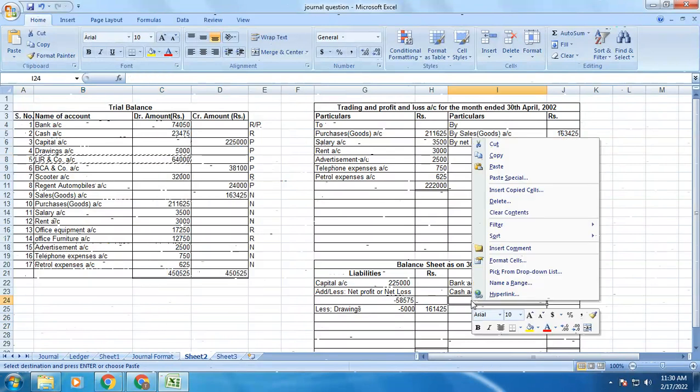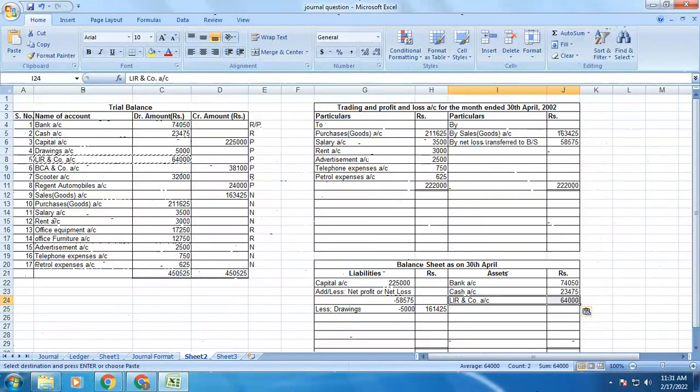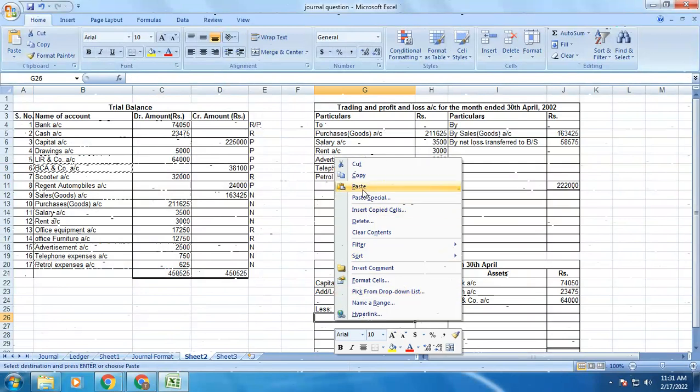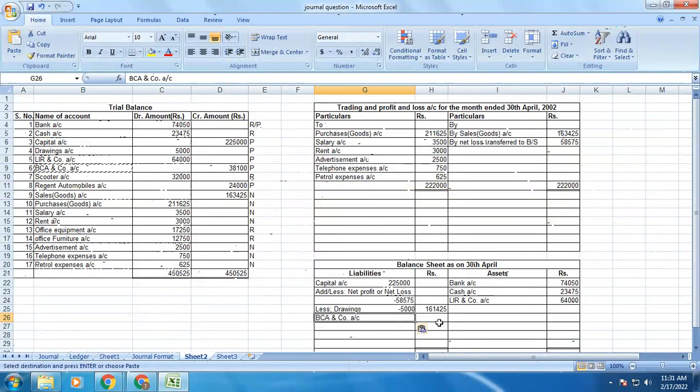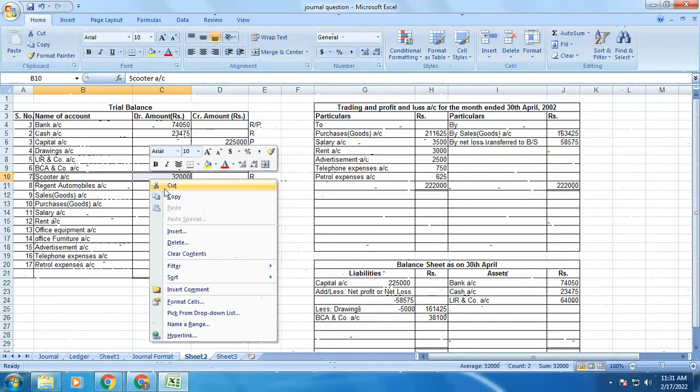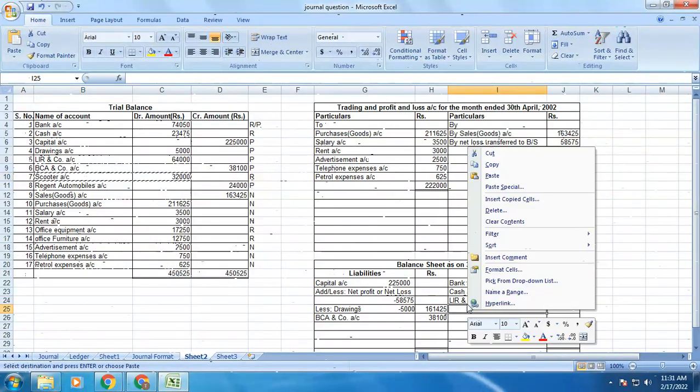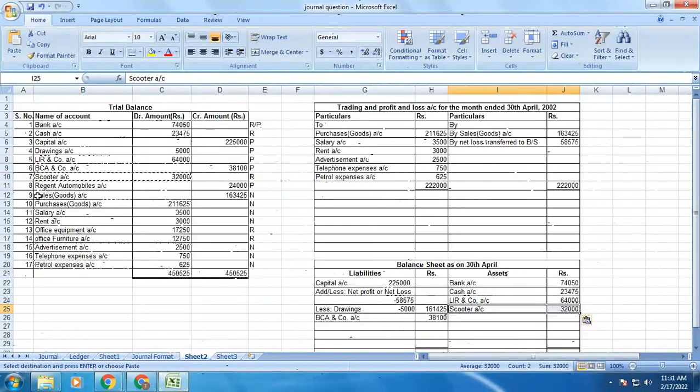So we will write it down on the asset side, 64,000 rupees. Next personal account, BCA and company, but with a credit balance. Hence, we'll write it on the liability side and write down 38,100 in the amounts column. After which we have scooter account, which is a real account, debit balance. So we'll write it on the asset side. Then we have Regent Automobiles, personal account, credit balance. So it will be written on the liability side.